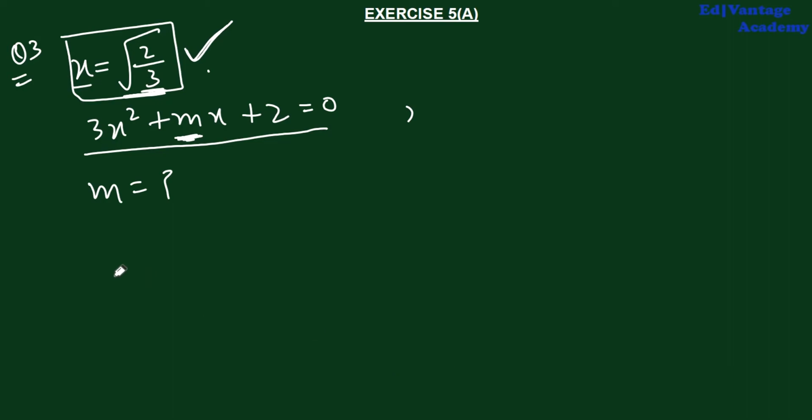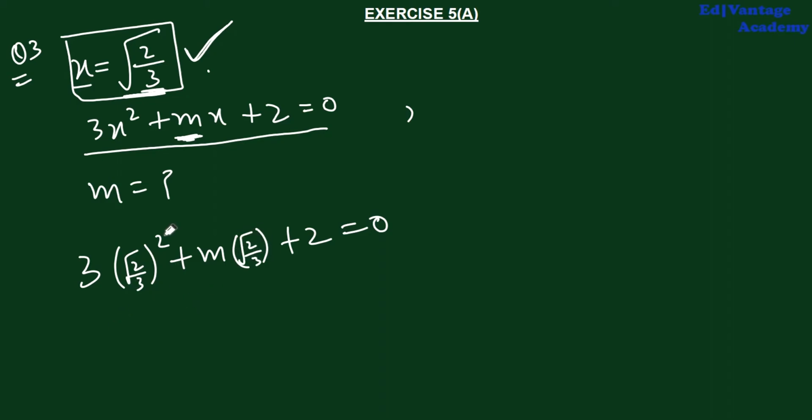So we can directly start substituting the x value. So it is m into x plus 2 is equal to 0. In place of x, I'll directly write root 2 by 3, and here also root 2 by 3. So if you see, the square and root will get cancelled, so it is 3 into 2 by 3 plus m into root 2 by 3 plus 2 is equal to 0.